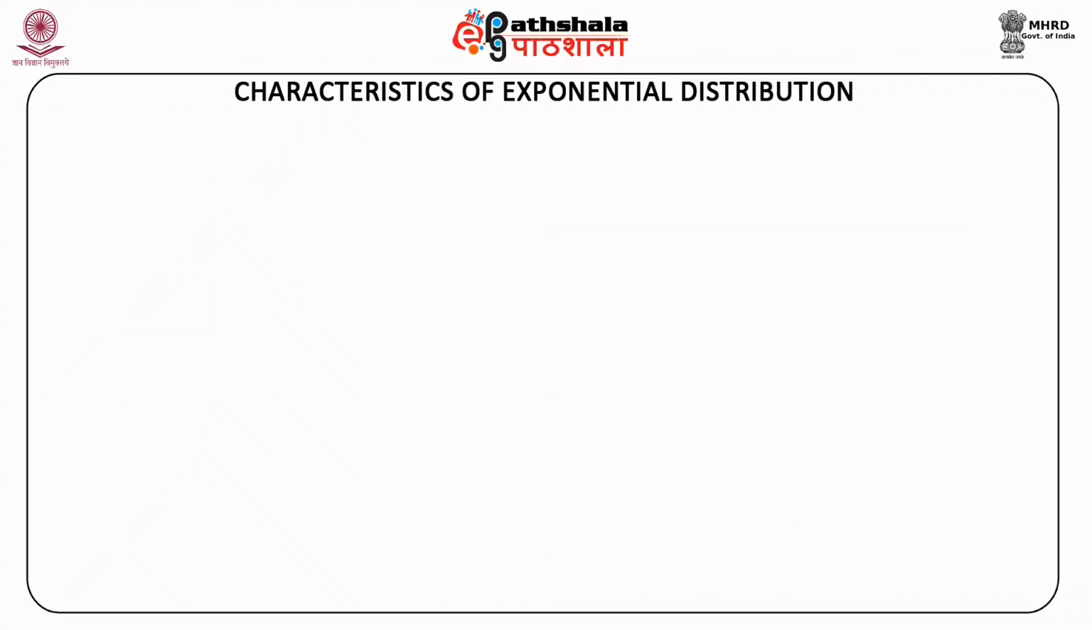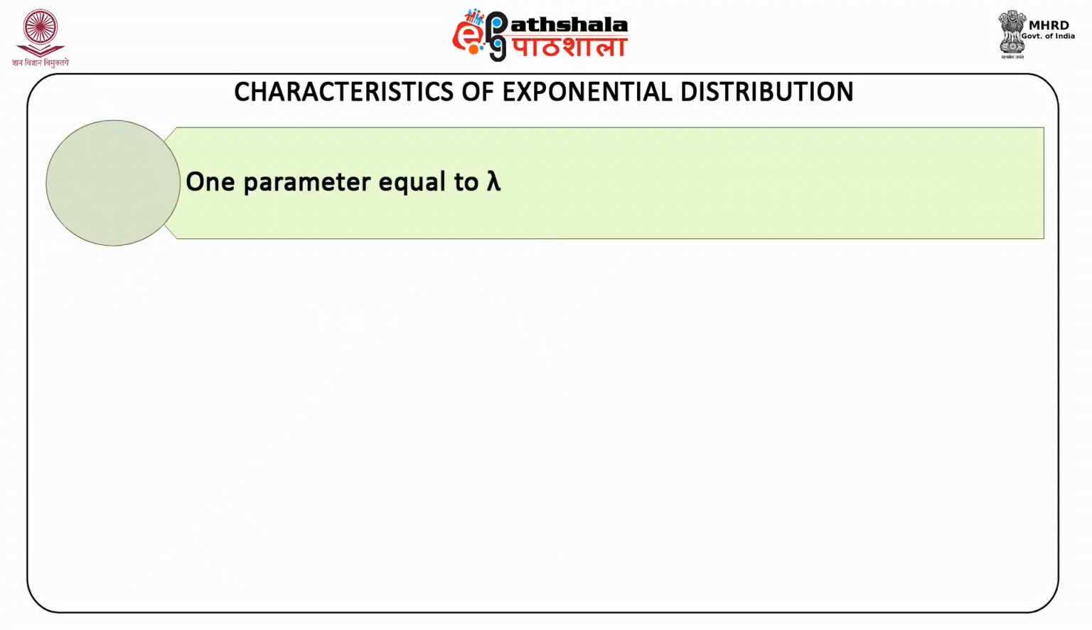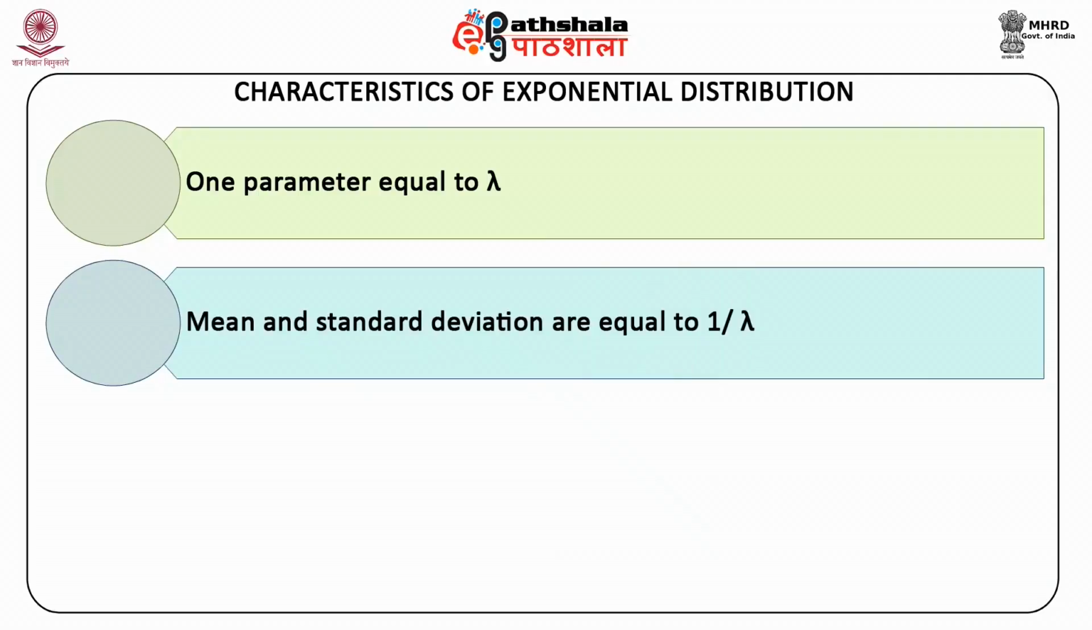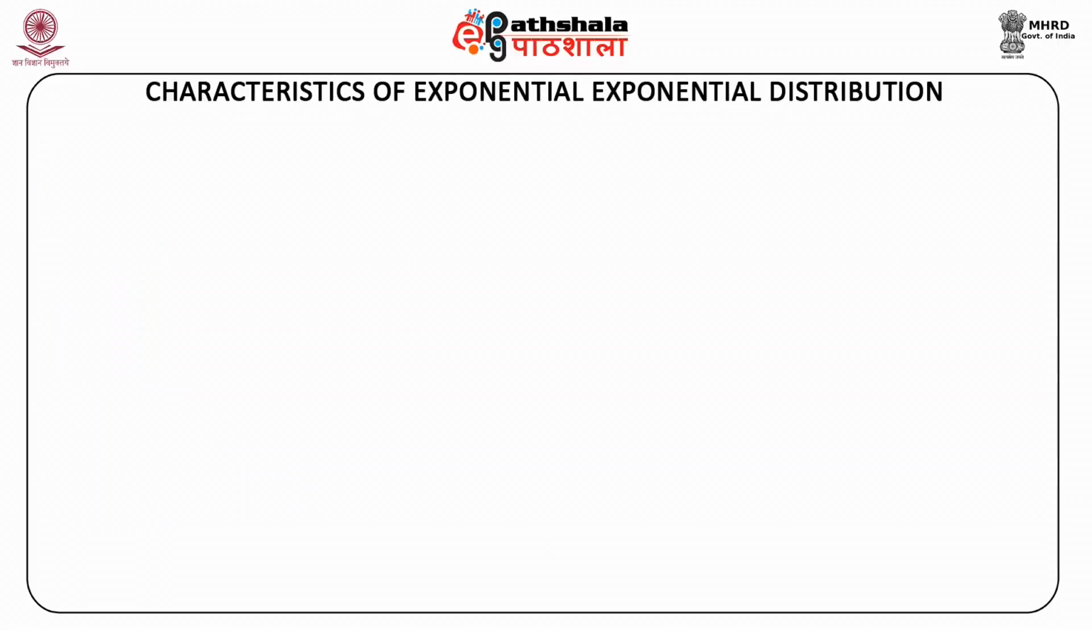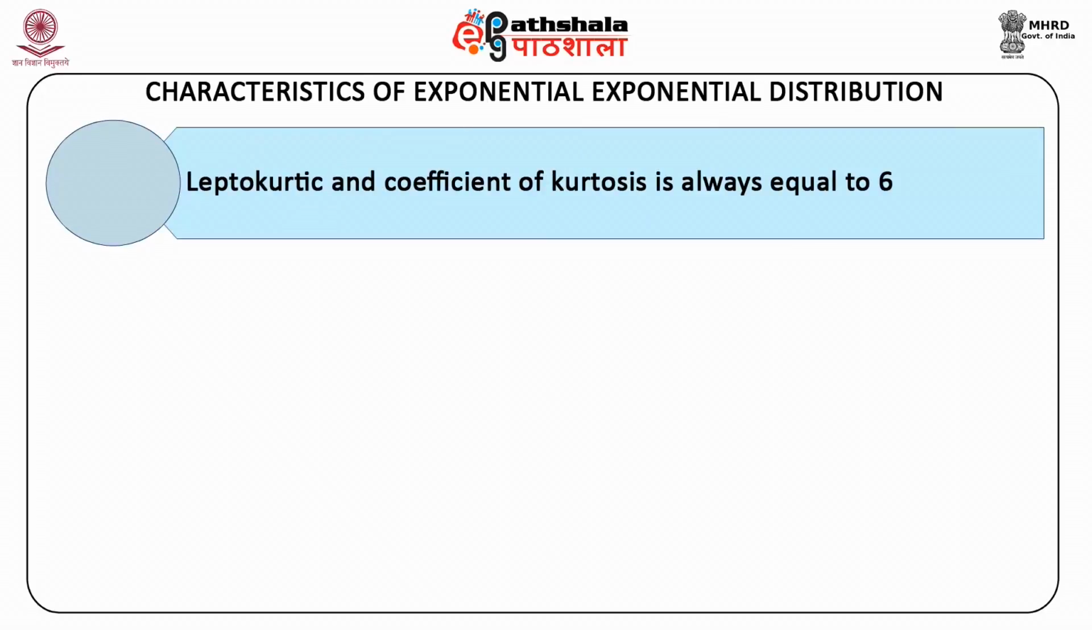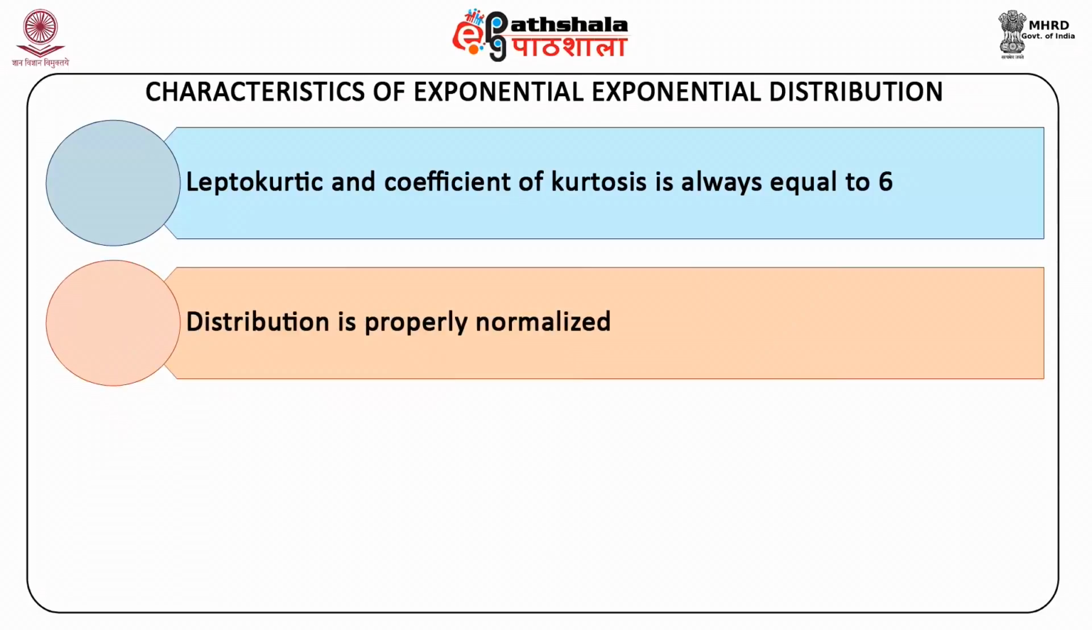Let us now look at the characteristics of the exponential distribution. The exponential distribution has one parameter, lambda. Also, in this distribution, both mean and standard deviation are equal to 1 upon lambda. Another important feature of exponential distribution is that it is always positively skewed, with its value always equal to 2. Also, the exponential distribution is leptokurtic and the coefficient of kurtosis is always equal to 6. This distribution is properly normalized.